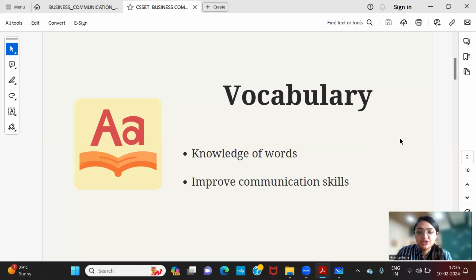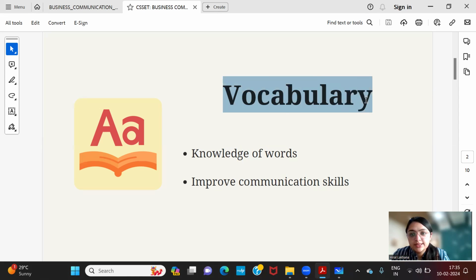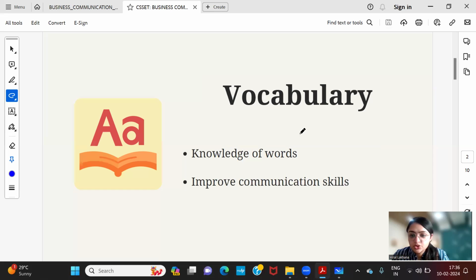So when we say enriching vocabulary, we first need to understand what vocabulary means. Vocabulary is nothing but a person's knowledge of words. It basically means the words that the person knows, and how that particular person is using the words that they know in their communication, be it written or verbal.